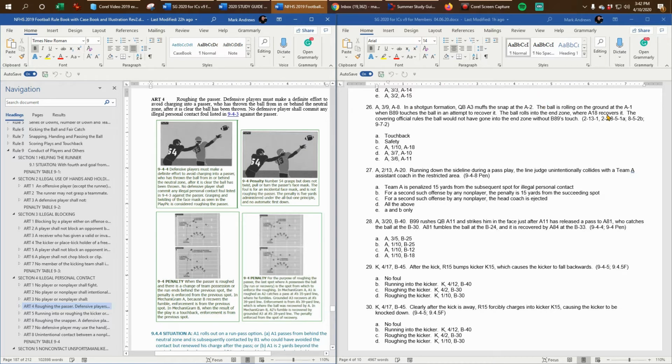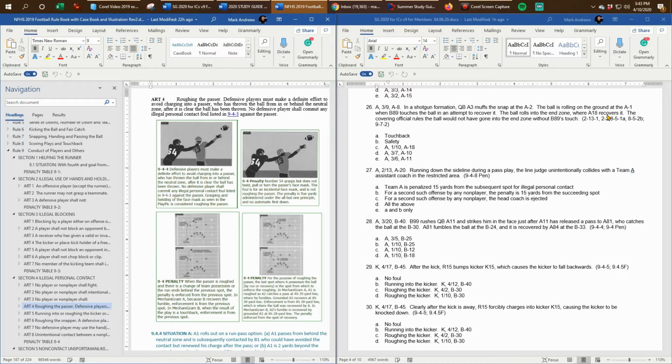We wouldn't call a 15-yard personal foul for face mask. Instead, it's roughing the passer. And that's significant because roughing the passer also carries with it an automatic first down. So we got roughing the passer, and also roughing the passer is enforced from the succeeding spot, not from the previous spot.